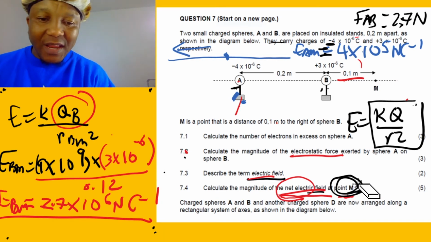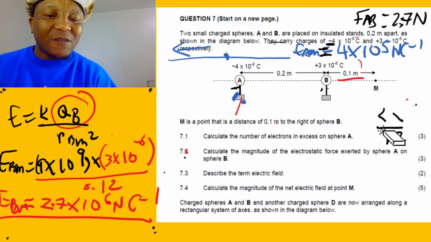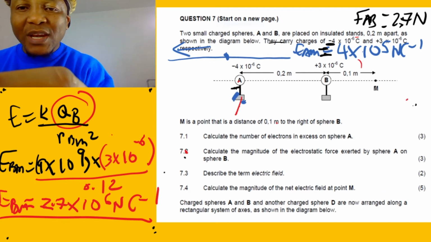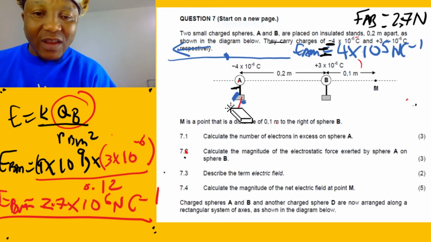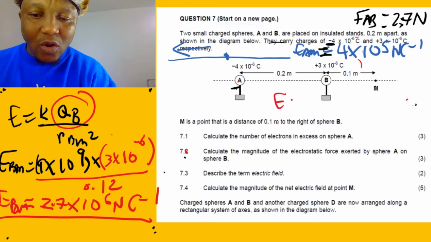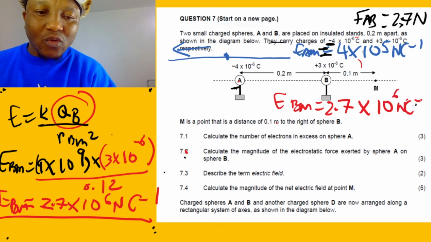Okay, so then we finish up. We can get the net because we have the electric field of both. So the net electric field, this is very, very crucial. Let me write my electric field now. The electric field of BM first equals 2.7 times 10 power 6 Newton coulomb negative 1.